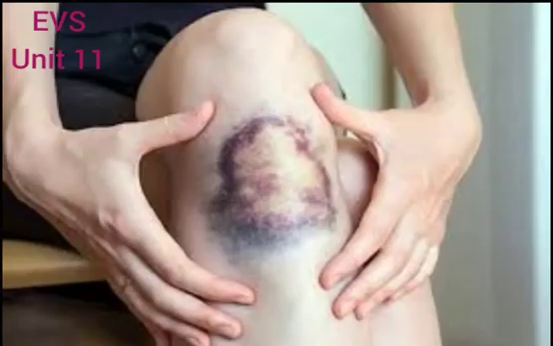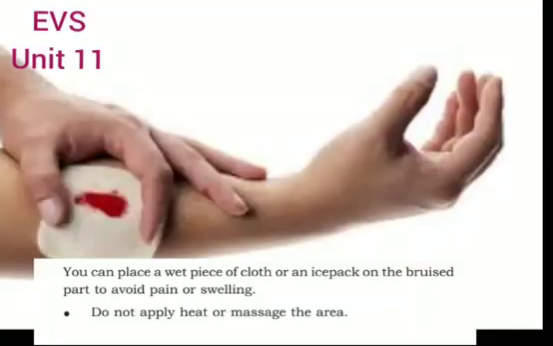Now, what first aid do you have to give when a bruise occurs? A bruise is an injury happening when a heavy object falls on the body. So you have to place a wet piece of cloth or an ice pack on the bruised part. Why do we do this? To avoid the pain or swelling. And you should never apply heat or massage that area.